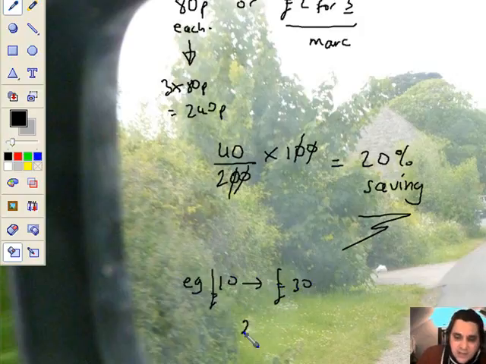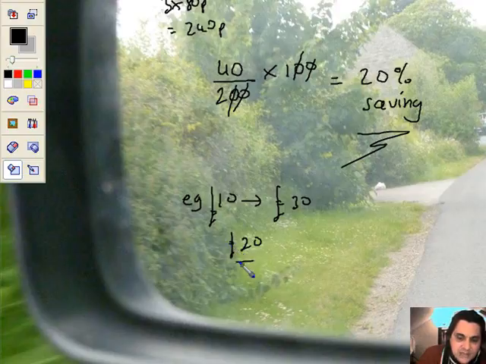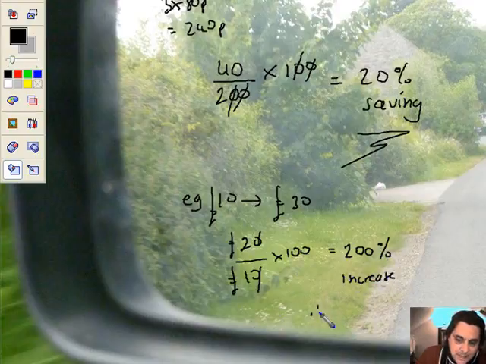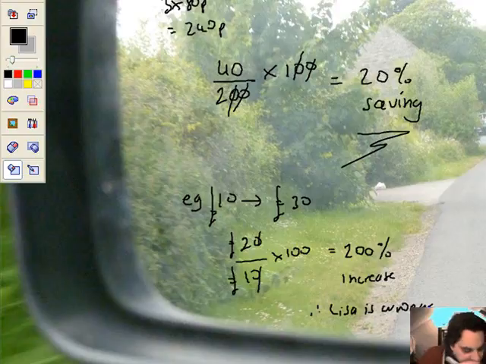What's the difference? The difference is £20 out of the original £10, and we multiply that by 100 as a demo. So lose those. 2 over 1 times 100, that is a 200% increase. Therefore, Lisa is wrong.